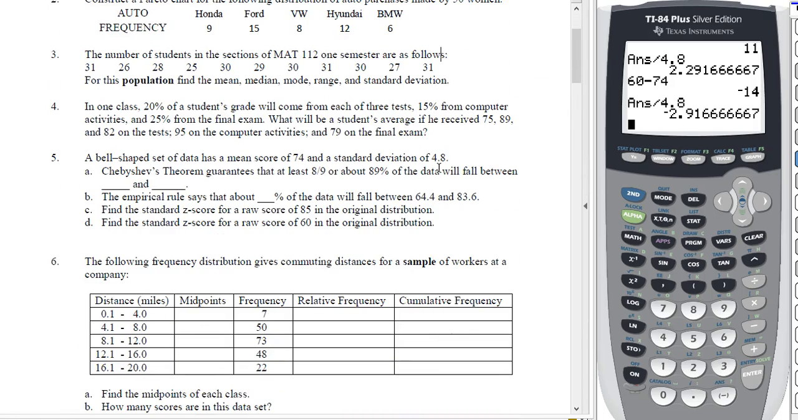All right, number 6. Here, we need to fill in the midpoints, the relative frequencies, and the cumulative frequencies for this frequency distribution.